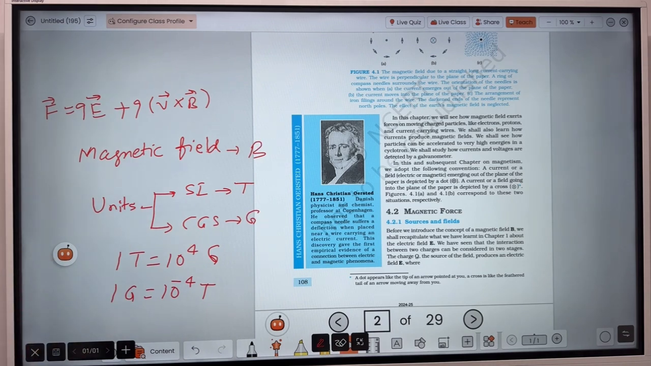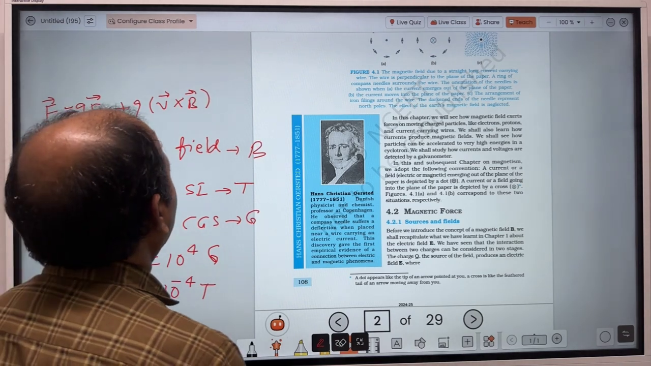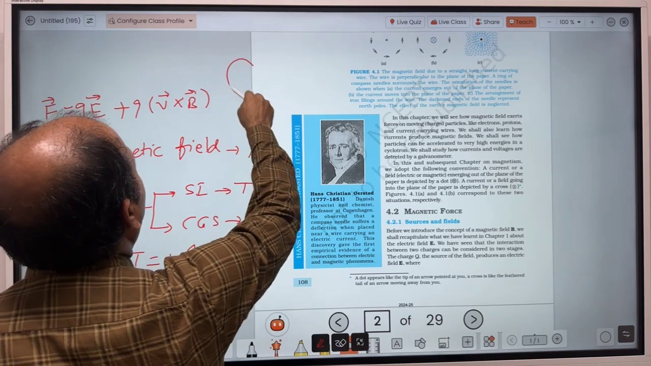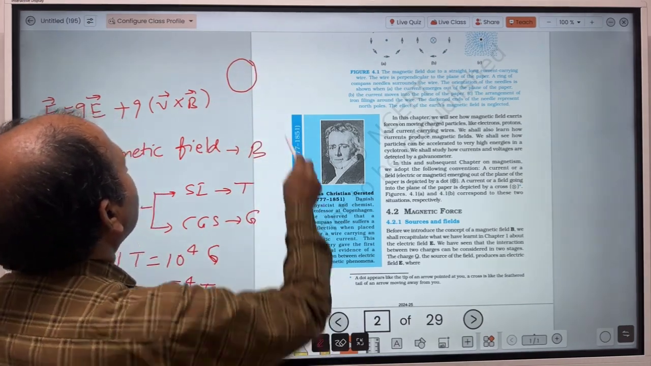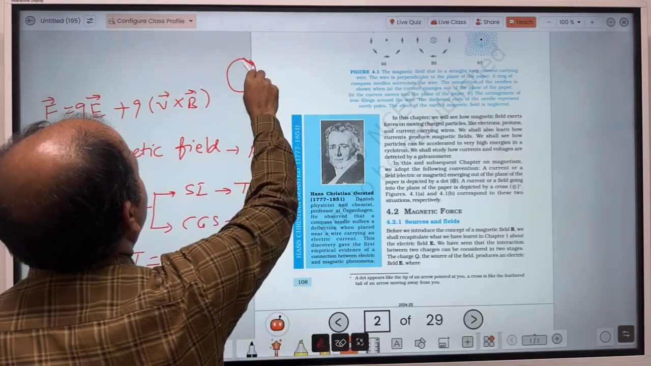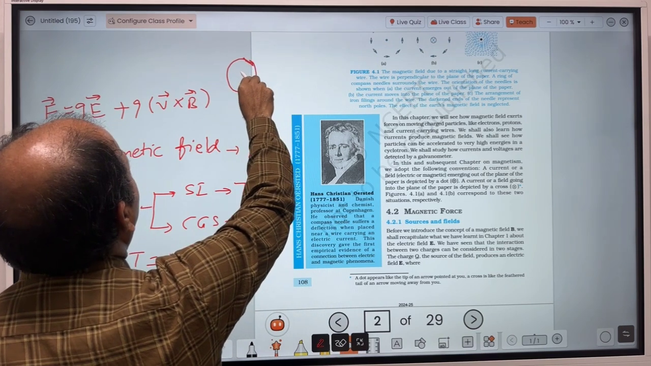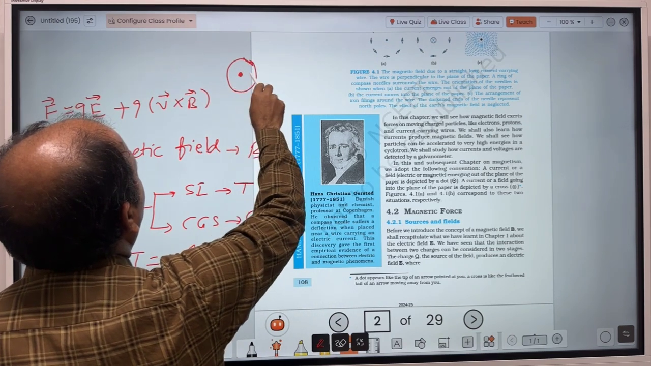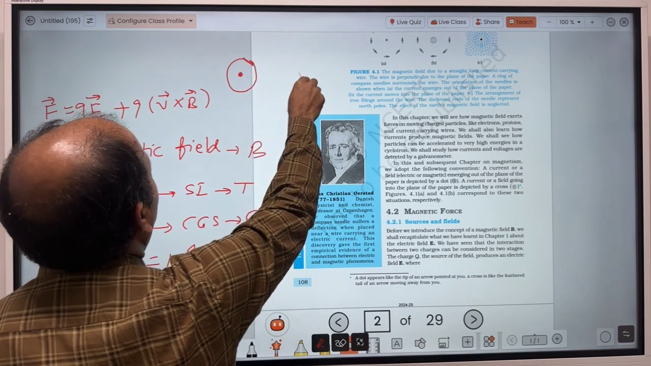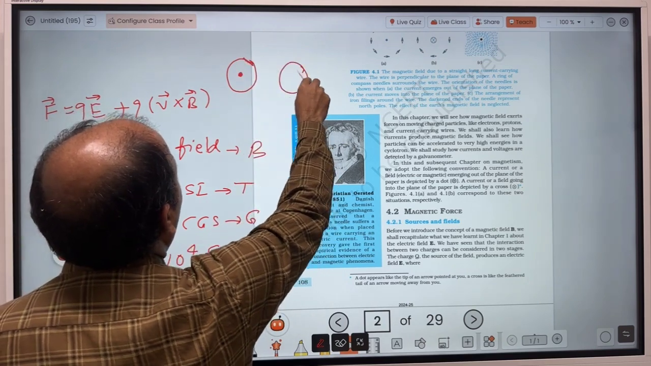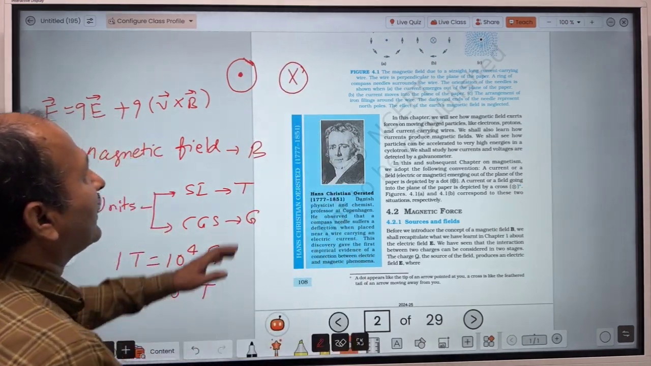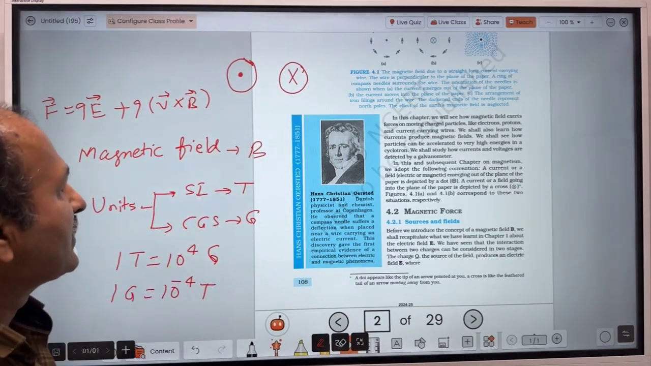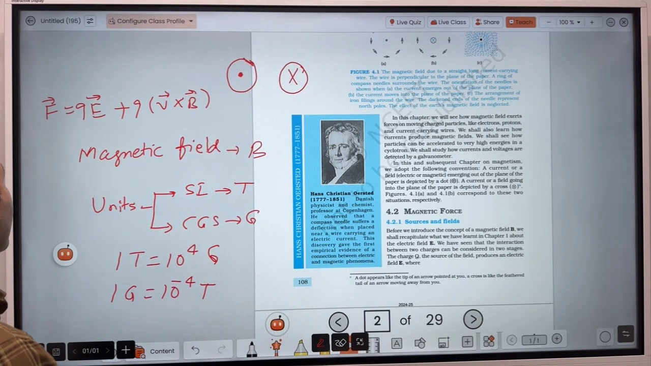Now one more thing that is important is the direction of magnetic field, and before considering that, let's see how it is represented. If the magnetic field is perpendicular upward, then we put a circle with a dot, and if the field is perpendicular down, then we put a cross inside the circle. So these are basic concepts that we will make use of.